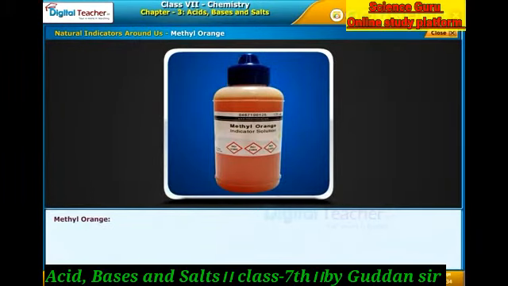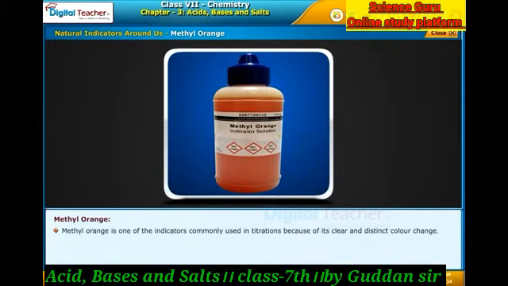Methyl orange. Methyl orange is one of the indicators commonly used in titrations because of its clear and distinct color change. It gives red-orange color with acids and yellow color with bases.